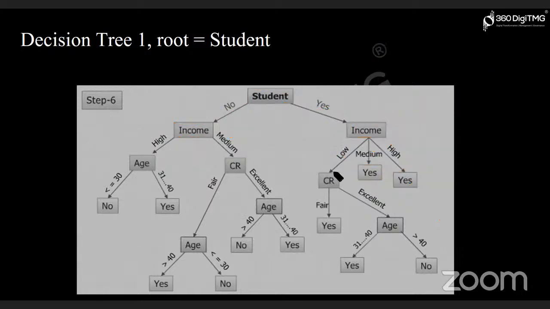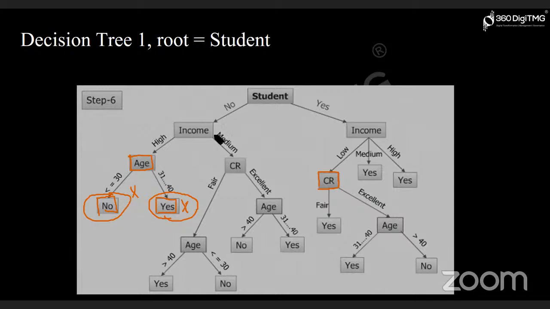The next one is what we call as credit rating. This is for income low. If your income is high, we are going to the age factor. If your age is less than 30, you will not buy a laptop. If your age is between 31 and 40, you will buy a laptop. So again, this is where our decision tree comes to an end for this specific branch. Similarly, here, this is also coming to an end. So we have created 4 decisions so far.